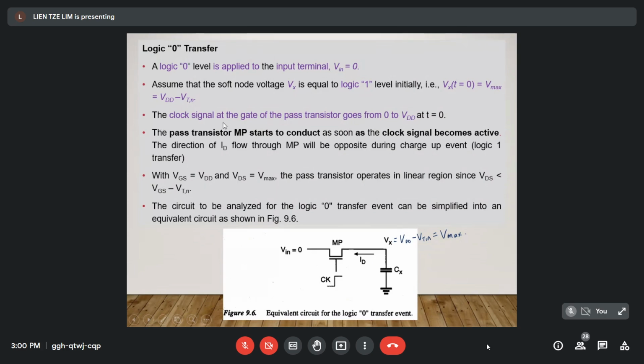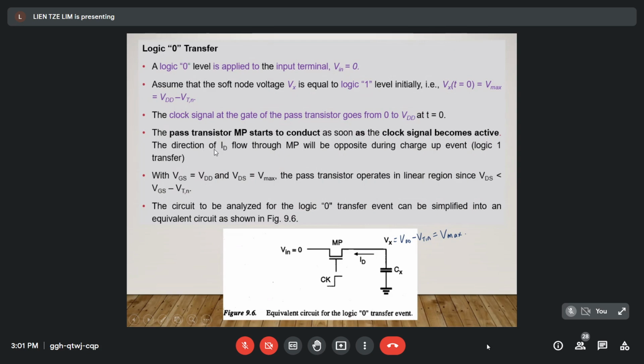The clock signal at the gate of the pass transistor goes from zero to VDD at time equals 0. This is about the clock: the clock rises from zero to VDD level. Only when the clock rises to VDD level will the transistor start to operate. The pass transistor starts to conduct as soon as the clock signal becomes active.